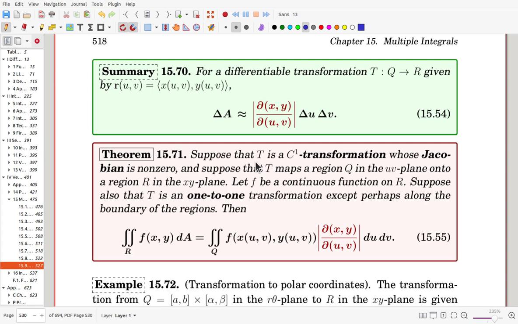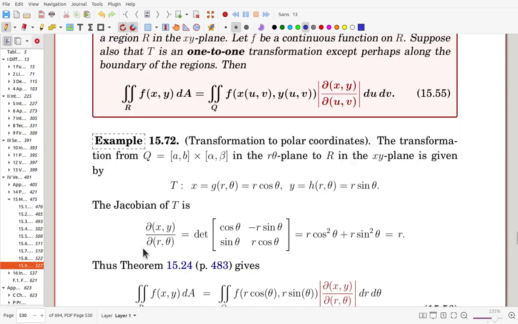T is a C1 transformation, and its Jacobian is non-zero, and T maps a region Q in the UV plane onto a region R in the XY plane. And also we assume T is one-to-one, then we have this: the double integral over R is the same as the double integral over Q, of F as a function of U and V, times this scaling factor, the absolute value of the determinant of the Jacobian matrix. Okay, that's the theorem.